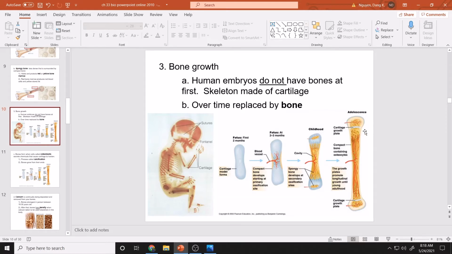And then in adolescence, your bones continue to grow and develop, and then you get these cartilage growth plates here, which lengthen the bone. You get more compact bone, which contains osteocytes, which are bone cells that develop into stronger and denser bone. And then this growth is longitudinal, which means the bone will increase in length.